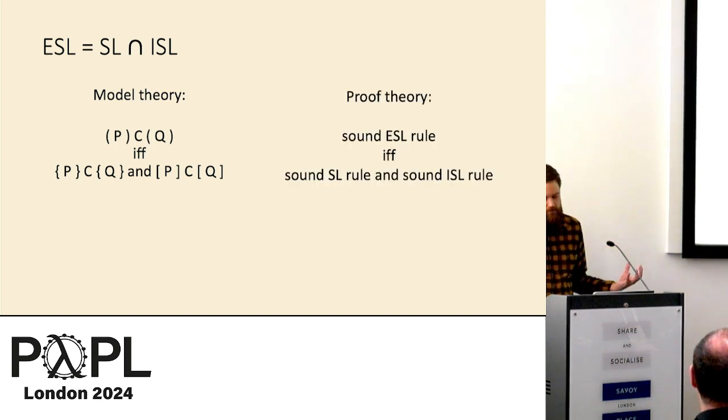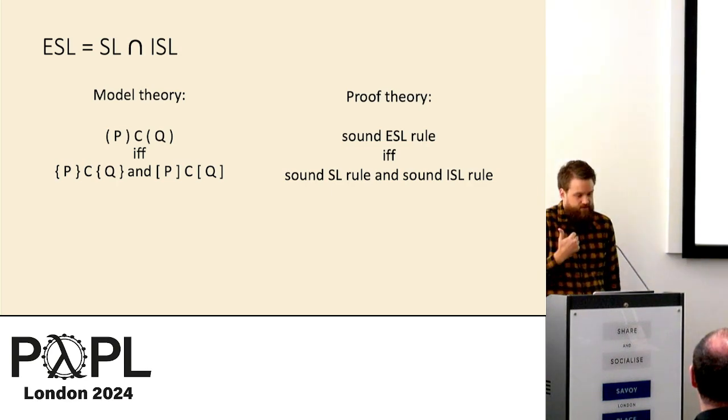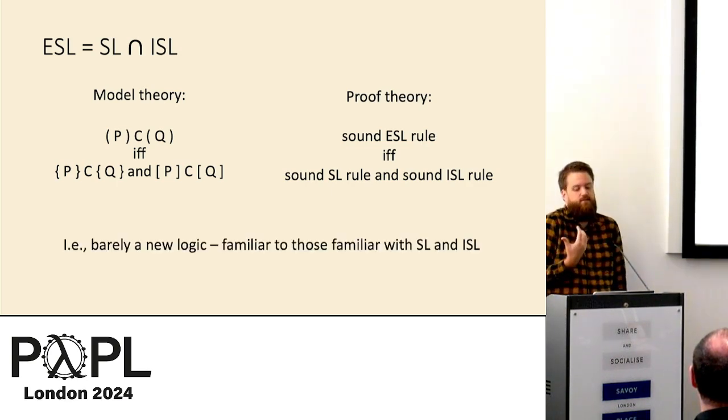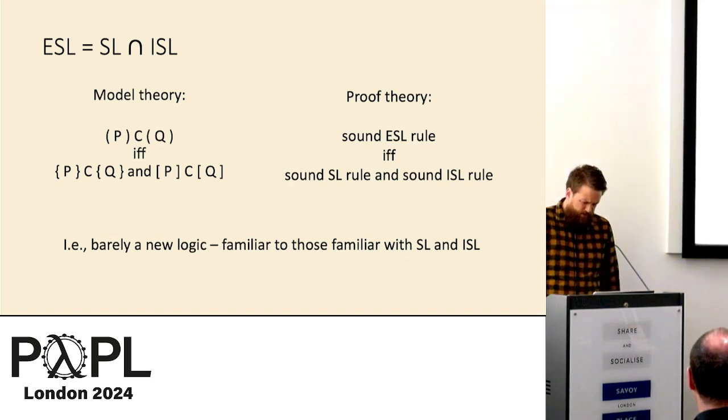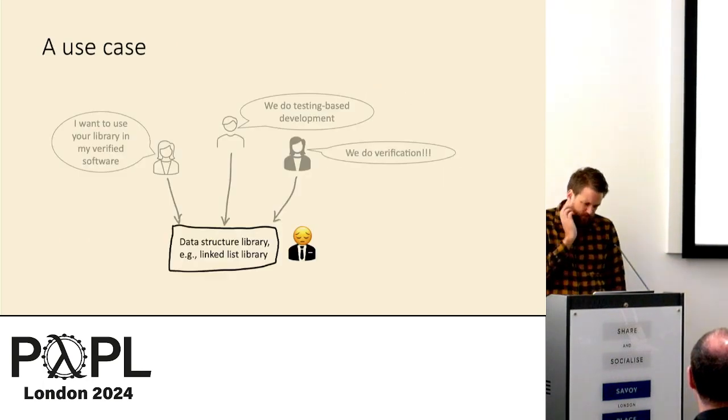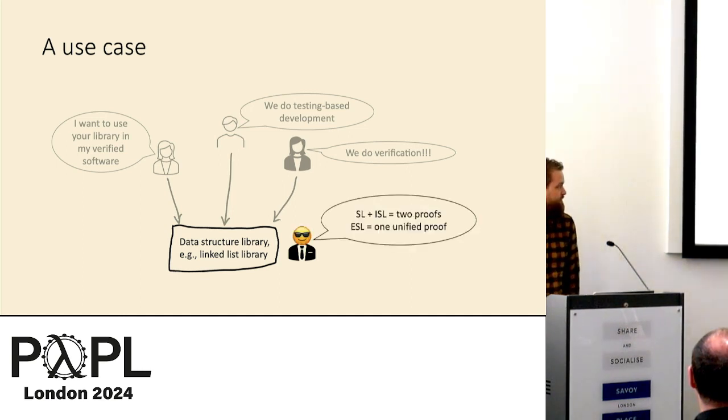So our rules are sound if they are sound in both these old proof systems. So in some sense this is a new logic, and in another sense it's barely a new logic because it looks pretty much identical to SL and ISL. So in terms of this use case, we can now be happy again, because instead of doing 2 proofs, we can do 1 proof in this unified logic.